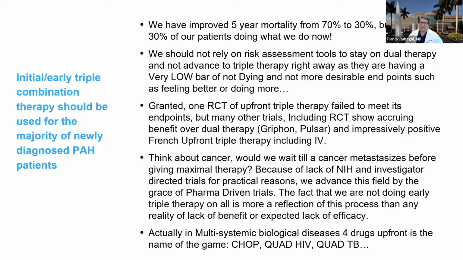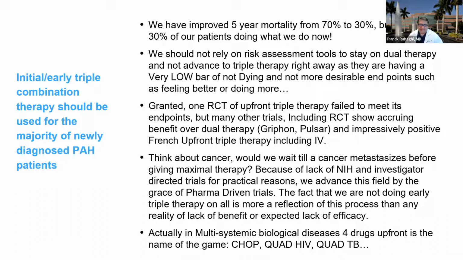And yeah, we have improved 5-year mortality from 70% to 30%, meaning 70% of people are alive, but still 30% of patients were losing them. We shouldn't rely on low risk to stay on dual therapy. We should really actually go to triple therapy. And in fact, we should go straight to triple therapy. There's multiple trials showing that 3 is better than 2. And why not start right away?